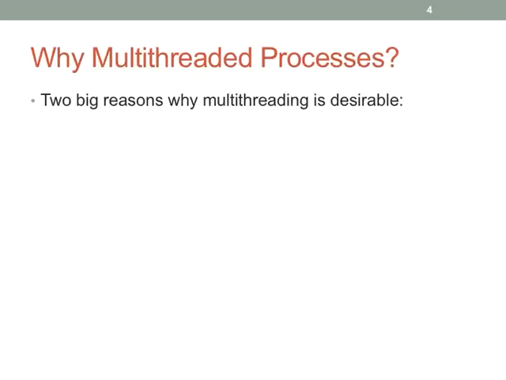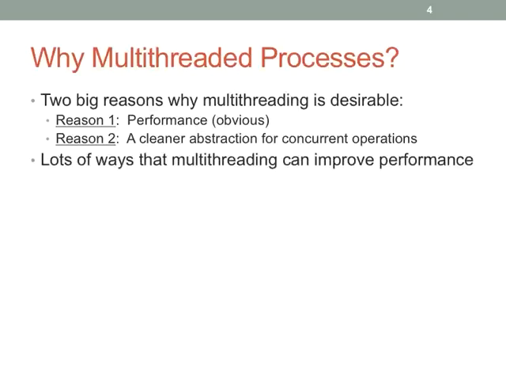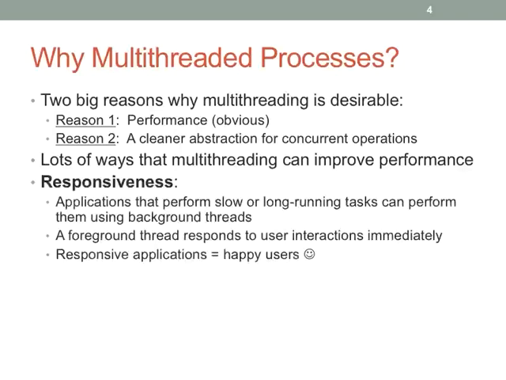And if you look at even just the performance side of things, there's a variety of sub-reasons why we might want to have multiple threads in a program. The second reason, which is much less obvious, is that threading provides a cleaner abstraction than the alternatives, which are grungy and bug-prone, which we will be talking about. When we get to that point, I want to talk to you all a little bit more about this to see if you've had experiences with these things as well. So there's lots of ways that multi-threading can improve performance.